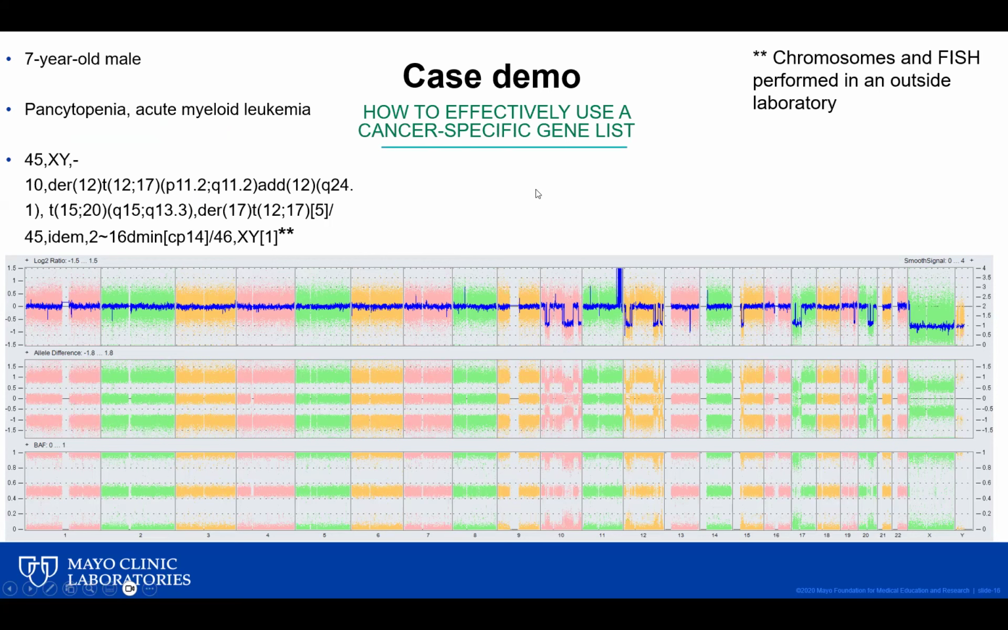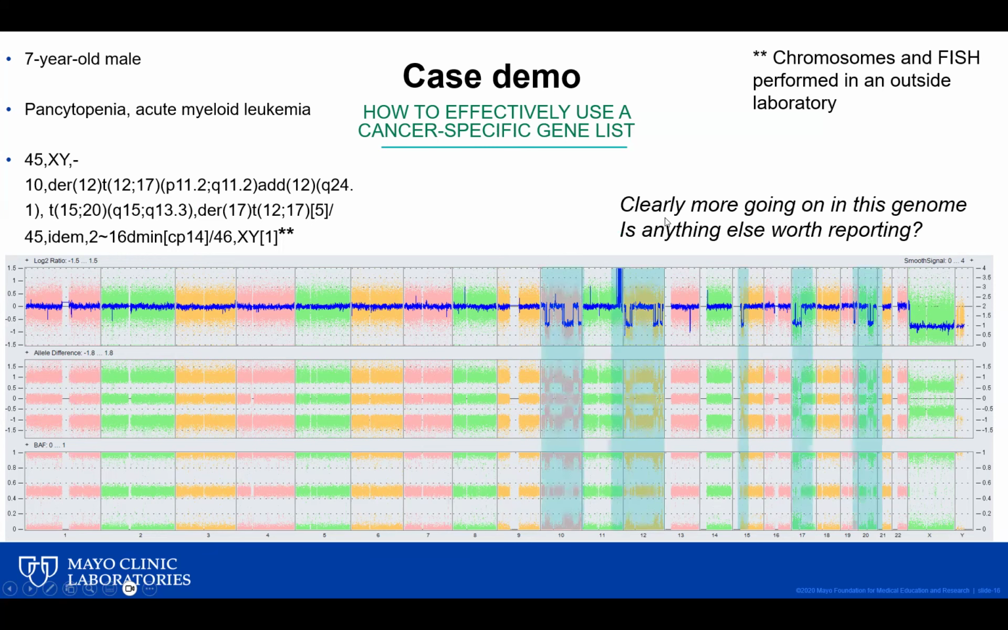So lastly, I just wanted to walk through a case demo. We have a 7-year-old male, so a pediatric patient with pancytopenia and acute myeloid leukemia. By chromosomes, this is a very complex karyotype with a number of different alterations going on here. Chromosomes and FISH were performed in an outside laboratory, so we take that caveat to heart here. There's clearly a lot going on with this genome, so we need to figure out, is any of this worth reporting?